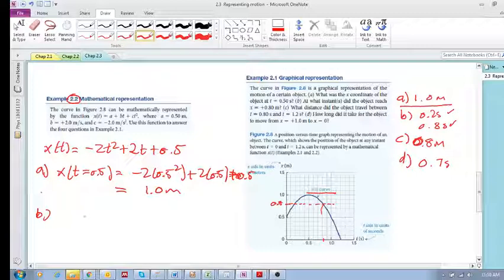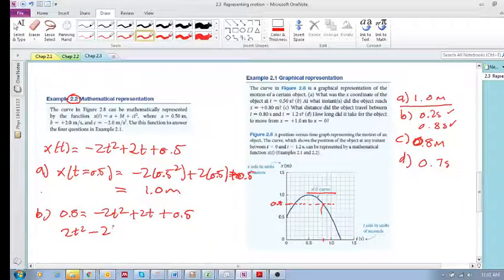How do we do that here? Well, we take this and we say 0.8 equals minus 2t squared plus 2t plus 0.5. If you rearrange this, you'll get 2t squared minus 2t plus 0.3 equals 0.